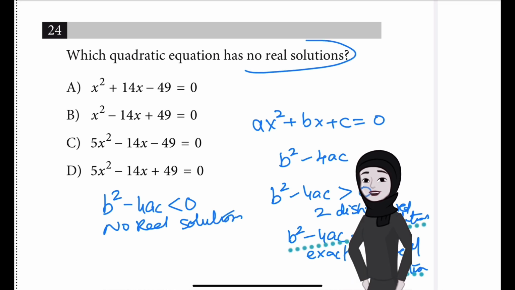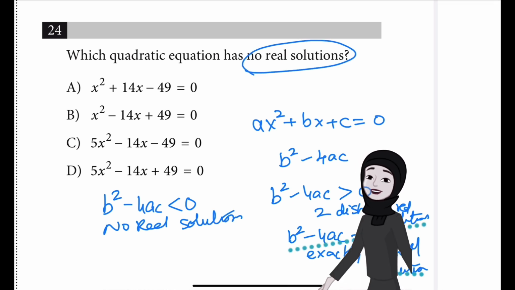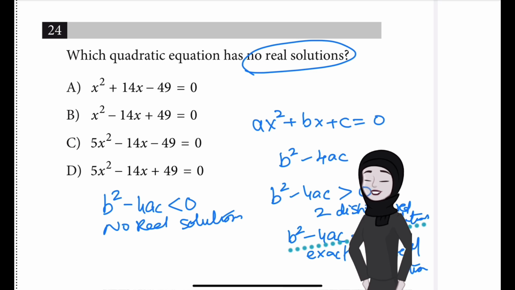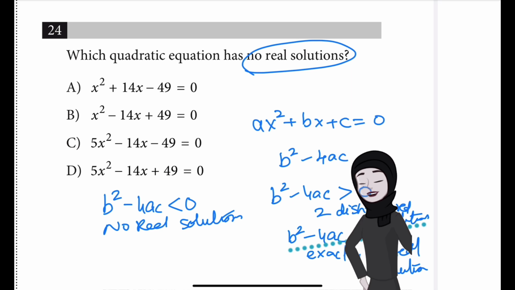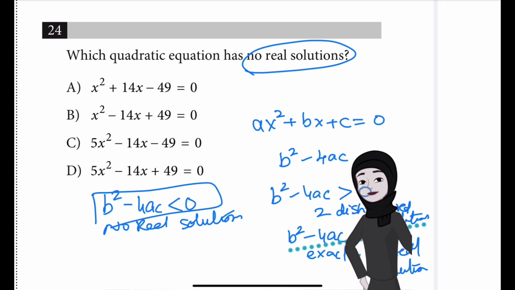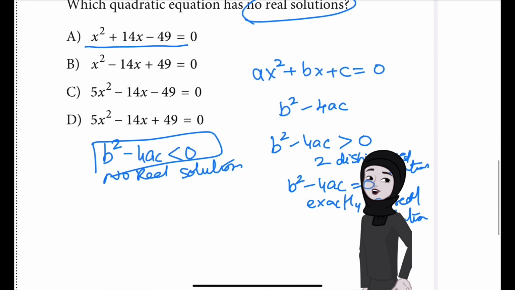So in our question, we need the quadratic equation which has no real solution. We'll have to calculate b² − 4ac for all four choices, and then compare the value of the discriminant, whether it is greater than 0, equal to 0 or less than 0. If we find the one which is less than 0, that is our answer. So let's start with answer choice A first.